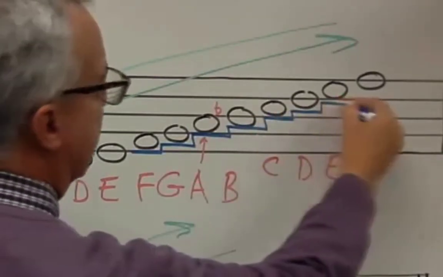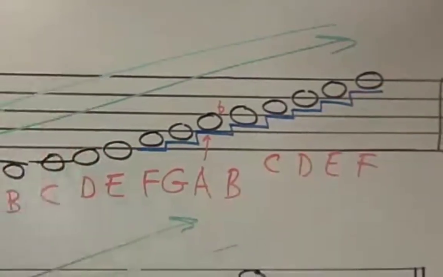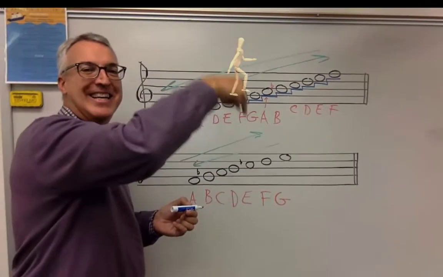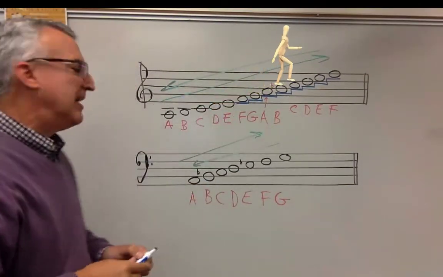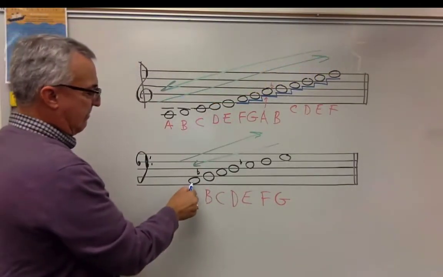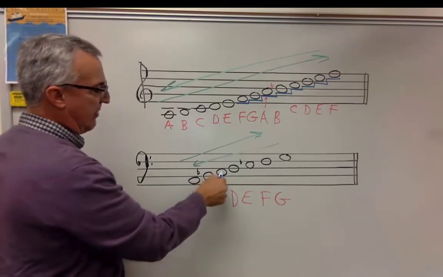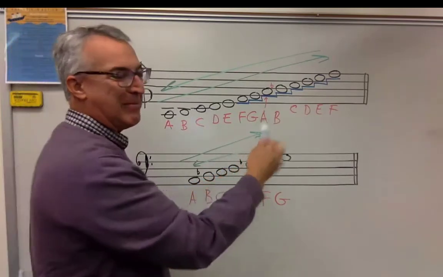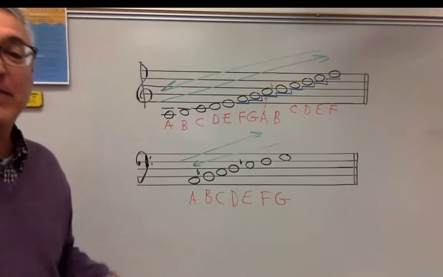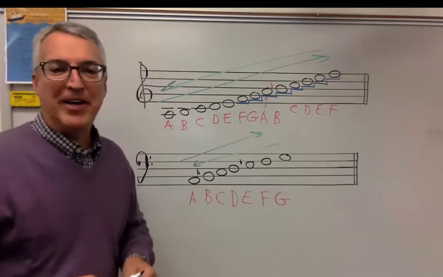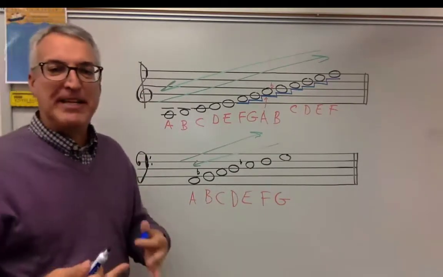So those alternating lines and spaces go up one letter name at a time. It's kind of like somebody climbing stairs or climbing steps. So we could say this is a step of the scale, the first step, the second step, the third step, the fourth step, the fifth step, and so on. So anyway, that's what a scale is. And now we're going to talk about how to play a song that's based on a scale.